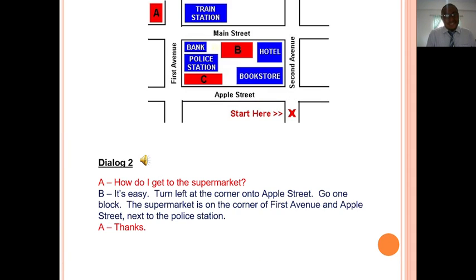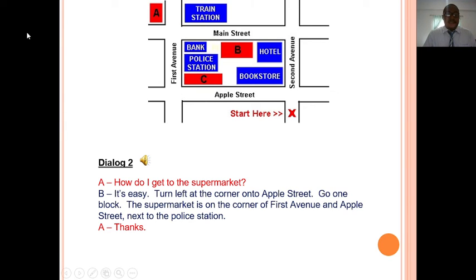Alright, let's move to dialogue number 2. Dialogue number 2, we are starting from here. So we want to know how we can get to the supermarket. A. How do I get to the supermarket? B. It's easy. Turn left at the corner onto Apple Street. Then go 1 block. The supermarket is on the corner of the First Avenue and Apple Street next to the police station. A. Thanks.